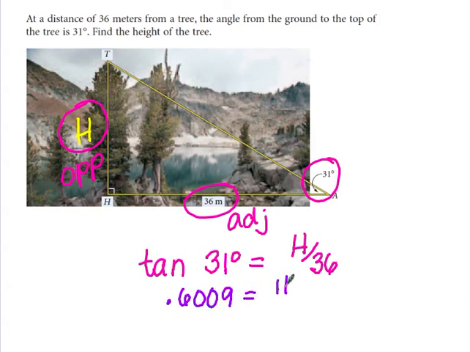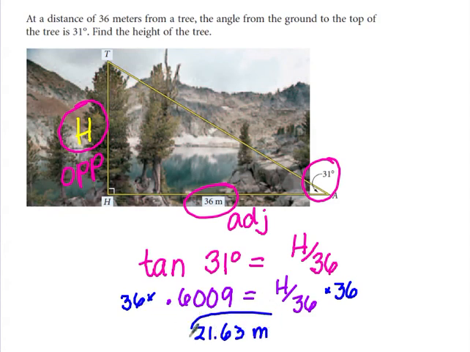Okay, how do I solve this now? Multiply it by 36. 21.63. So I get 21.63. My label would be meters. Questions? Okay, we're going to spend a couple days on this stuff.